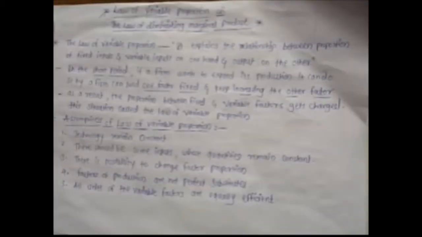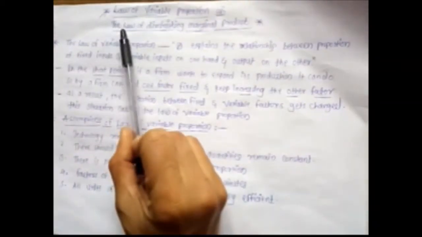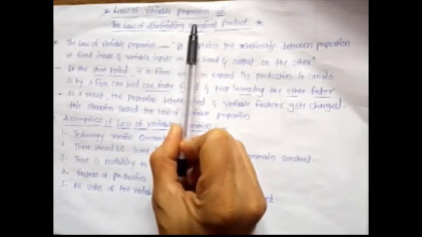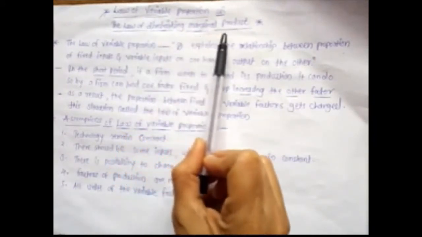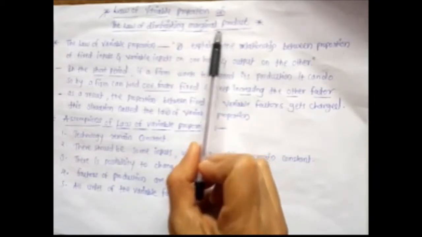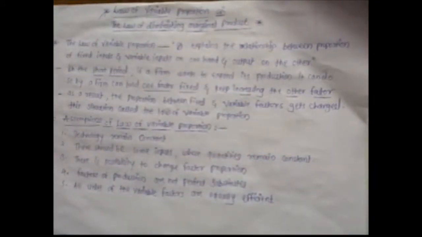Students, today we are going to take more information about the law of variable proportion, or the law of diminishing marginal product. This is a very important question. It will be asked for 6 marks in your exam.